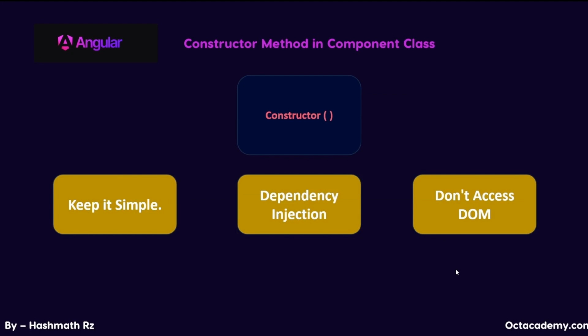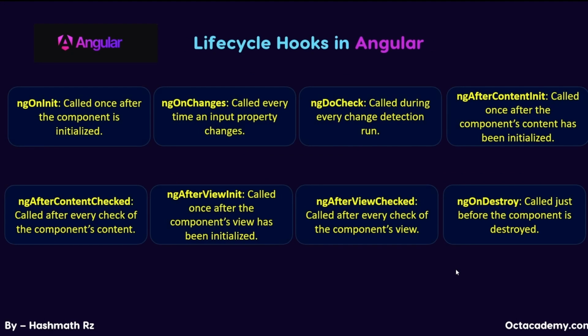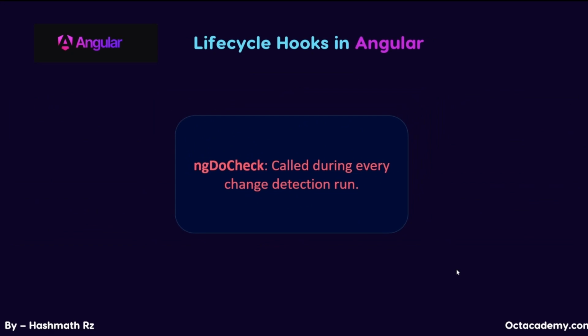Alright guys, let's move on to our next lifecycle hook in Angular, ngDoCheck. So what's ngDoCheck all about and why do we need to know it? Let's begin. First things first, what exactly is ngDoCheck? Well, ngDoCheck is a lifecycle hook that Angular calls during every change detection run. It's like a vigilant guard, constantly checking for changes in your component.